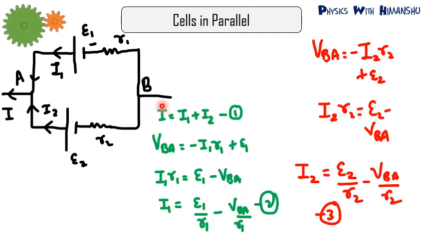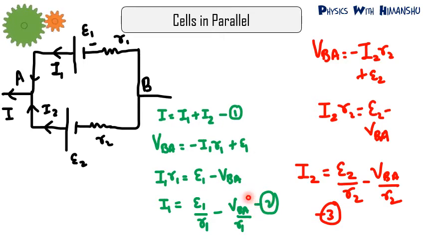From Kirchhoff's current law, I will be equal to I1 plus I2. So this is our first equation. Now we'll find out the TPD across the first cell. TPD is basically VBA. So VBA will be minus I1 R1 plus E1, because to calculate TPD, you have to move from behind the cell to the front of the cell and write the Kirchhoff equation. So I1 R1 will go on that side, VBA will come on this side. So I1 will be equal to E1 by R1 minus VBA by R1. So this is equation number 2.